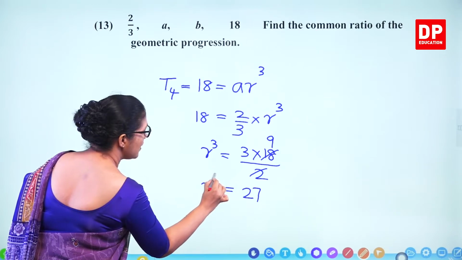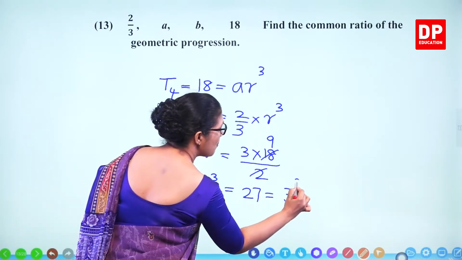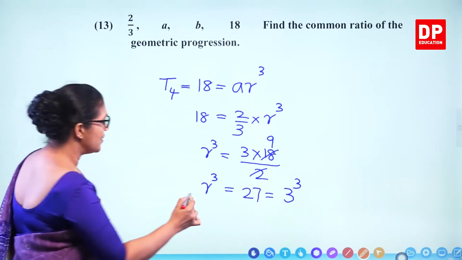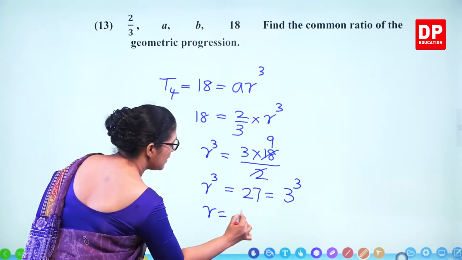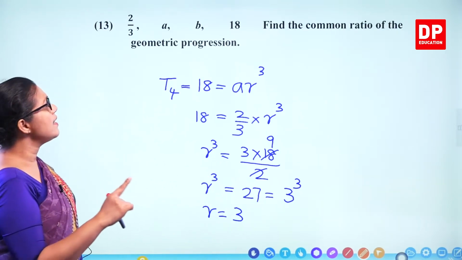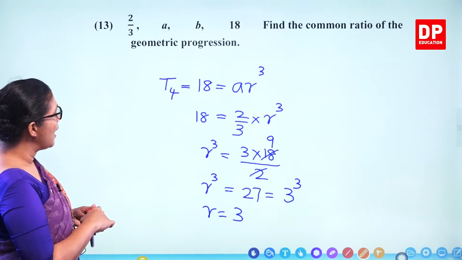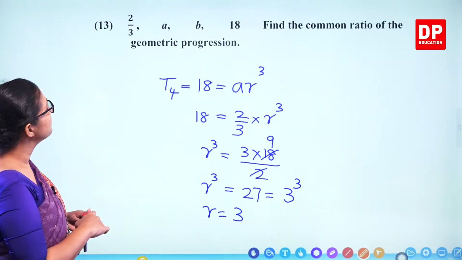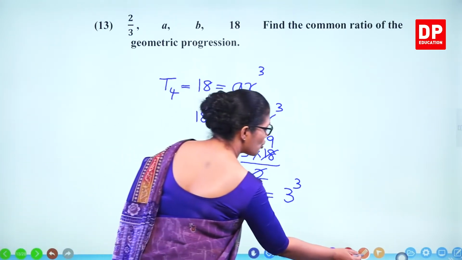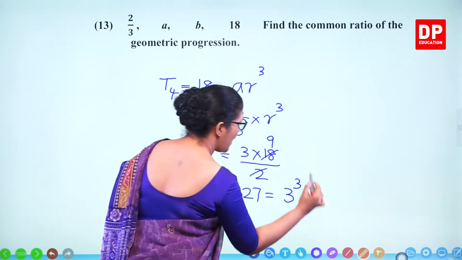What's 27? You can write 3 to the power 3. So what is our value? Ratio is 3. Same power, you can compare the bases. R equals 3. That's the common ratio. So 2 marks for that.